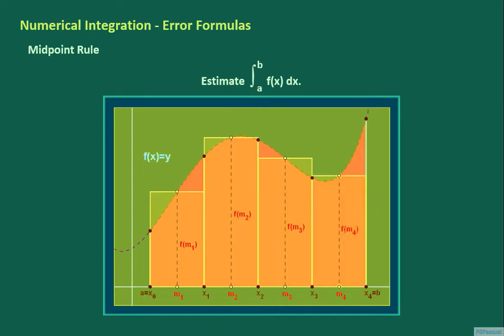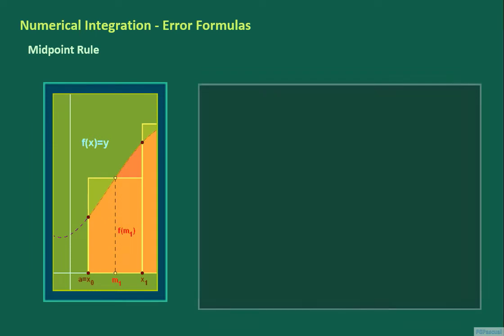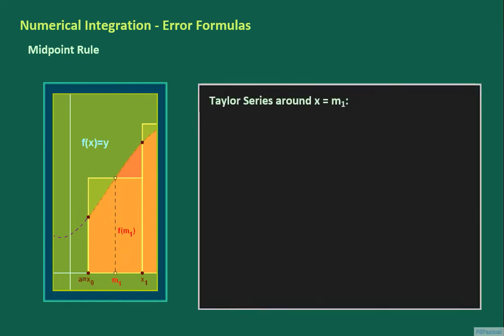To derive an error formula or an error bound for the midpoint rule, we will work with just the first subinterval and then generalize to dealing with n subintervals. To proceed with finding the error bound or the error formula for the midpoint rule, we take a look at the Taylor series of f around the midpoint m sub 1.